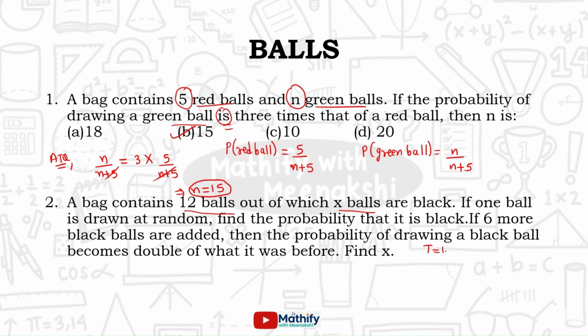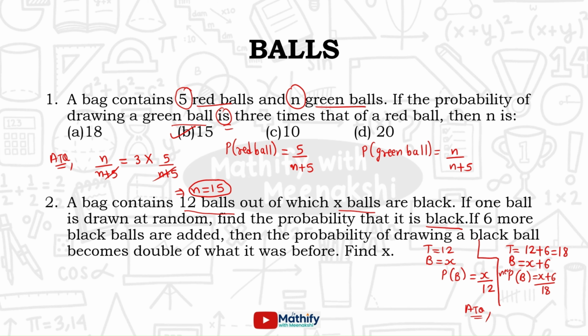A bag contains 12 balls, out of which X balls are black. That means the total is 12 and black balls are X. What is the probability that if you draw a ball, you will get a black ball? It's very simple. You can say the number of black balls, that is X by total. Now, if 6 more black balls are added, the total is now 12 plus 6, that is 18, and black balls are now x plus 6. So the new probability is x plus 6 by 18.